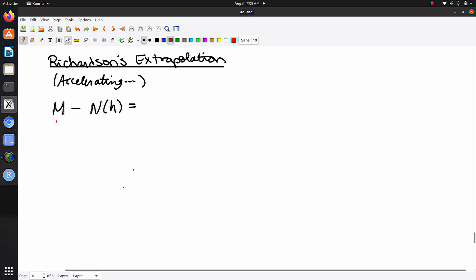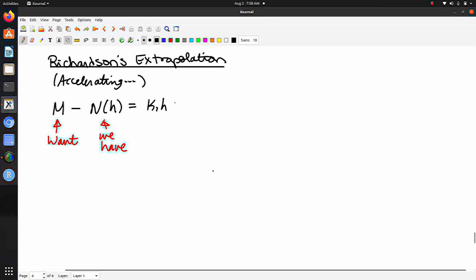What we want is M, and what we have is some kind of expression that's an approximation to M, but it has an error in it, and the error changes when h changes. So it's some function of h. Okay, so we have an error, but this is the actual approximation. So let's see what the error term looks like.